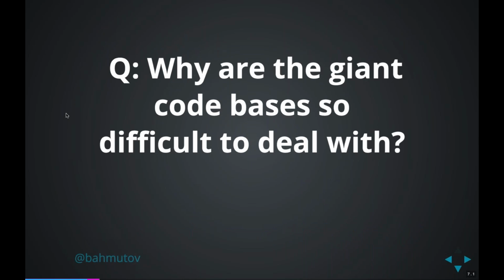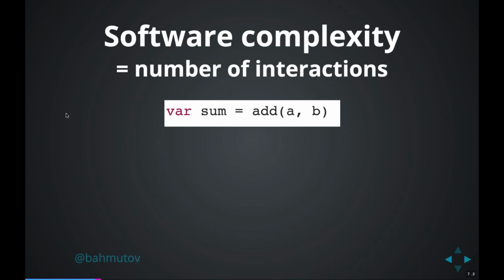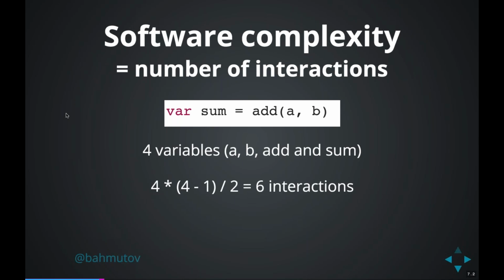Why, if you have a lot of code, does it actually make things difficult? Well, software complexity increases with the number of interactions. Let's say you have this function call to add with 2 arguments and a sum. Well, there are 4 variables, a, b, add, and sum, and they all can interact with each other, right? So 4 variables, each can interact with 3 others.